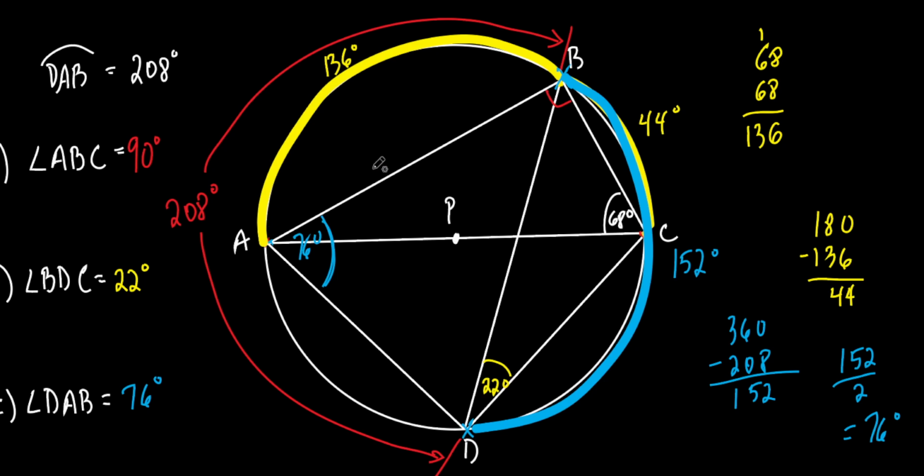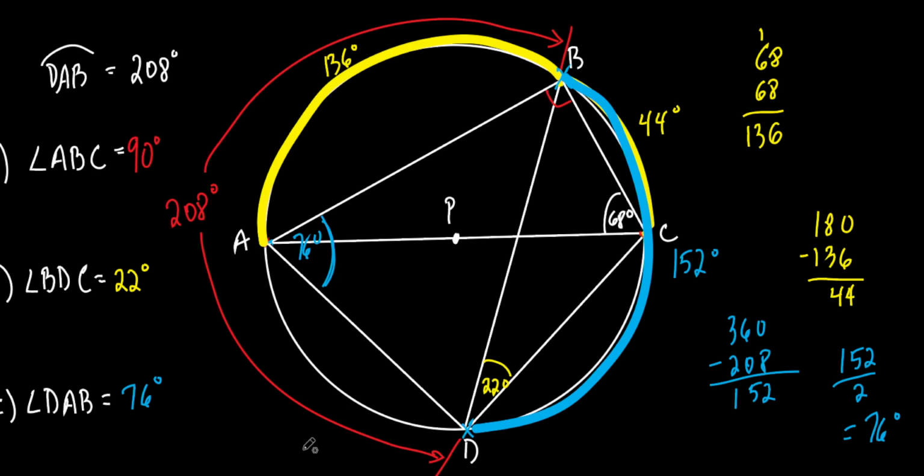360 minus 208 to get that. Then you take away 44, you're going to be left with 152. Yeah, that would have been fine. Or you could have just gone 360 minus 208. That's the easiest way to do it. Then take half of it, and then there you go.